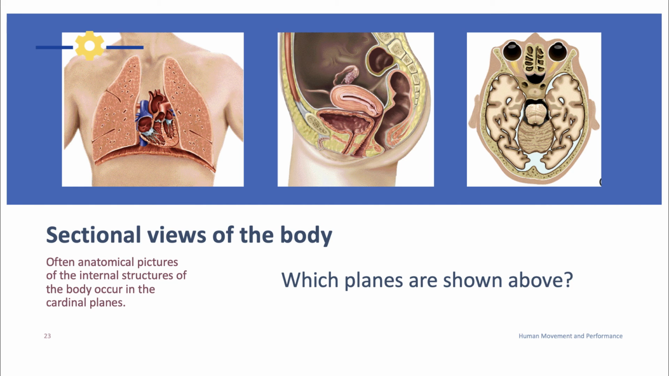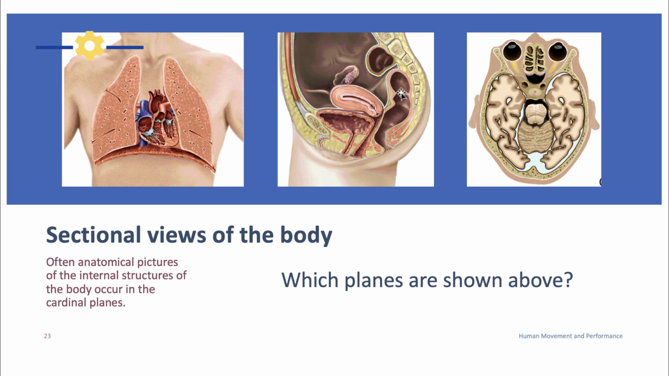Now, the planes of the body often are also important when we look at different anatomical pictures, right? So these sectional views of the human body occur in different planes. Here we have a picture of the lungs and the heart. We've sliced the body in half, removed the front section to get a cross section of the heart and the lungs. What plane is that, if we separate the body into front and back halves? That would be a frontal or coronal plane section.